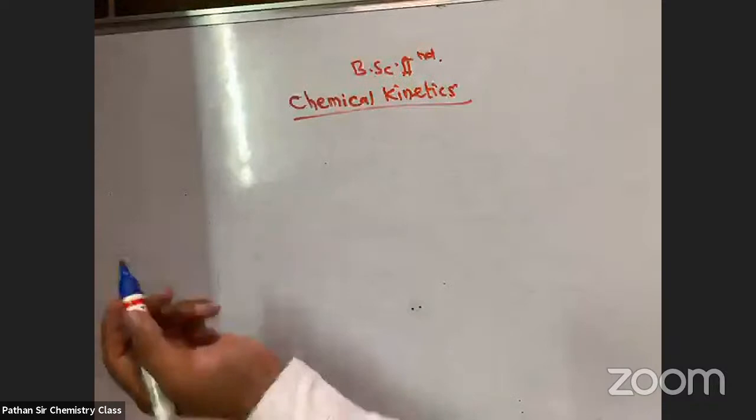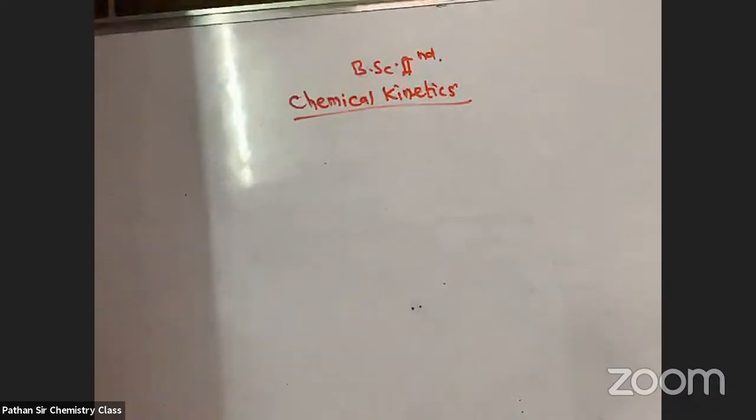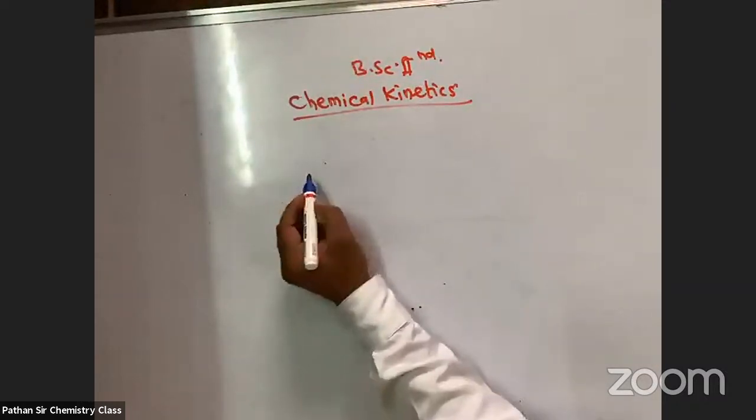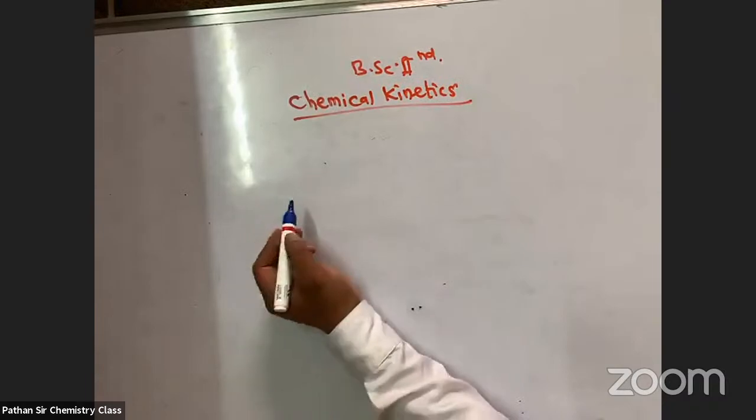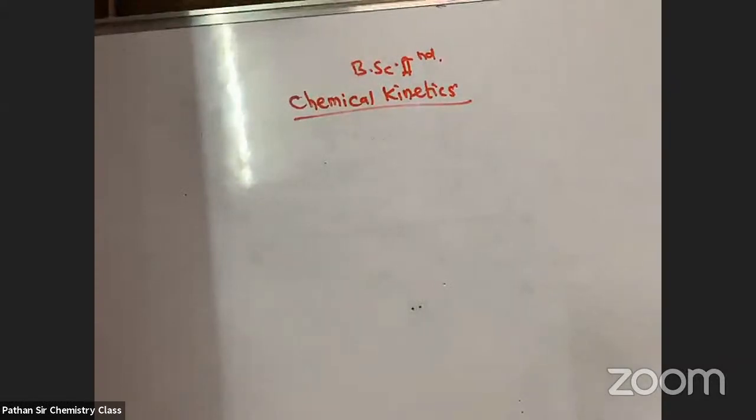The branch of physics. Okay. So the rate of reaction, study of rate of reaction is nothing but chemical kinetics. Okay. So the branch of physical chemistry which deals with the study of velocity of reaction or rate of reaction is called as chemical kinetics.